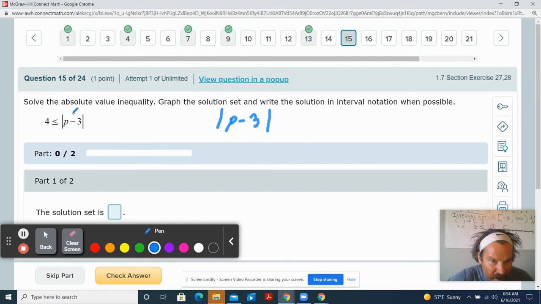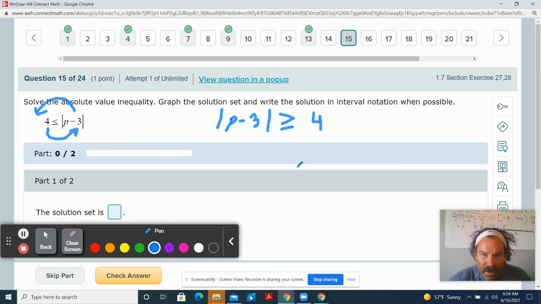Now, when I turn it around, when I flip it, when I put this over here and I put the 4 over here, the inequality sign's got to flip too. Because see, it's pointing towards the 4. So it's got to be pointing towards the 4. So it's got to be a greater than or equal to sign. And the 4 has got to be here.